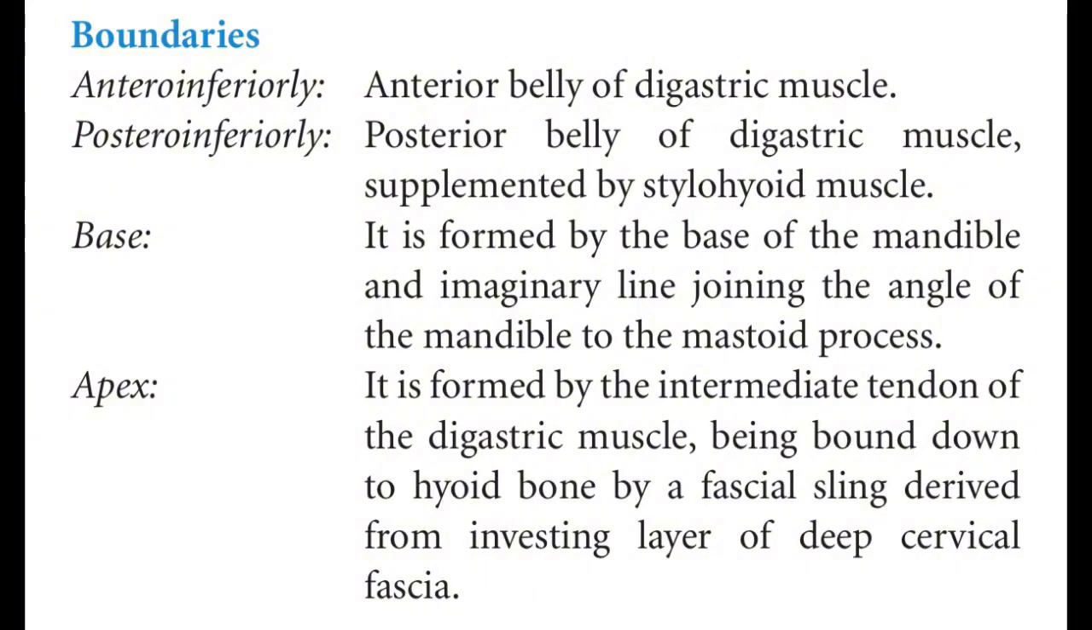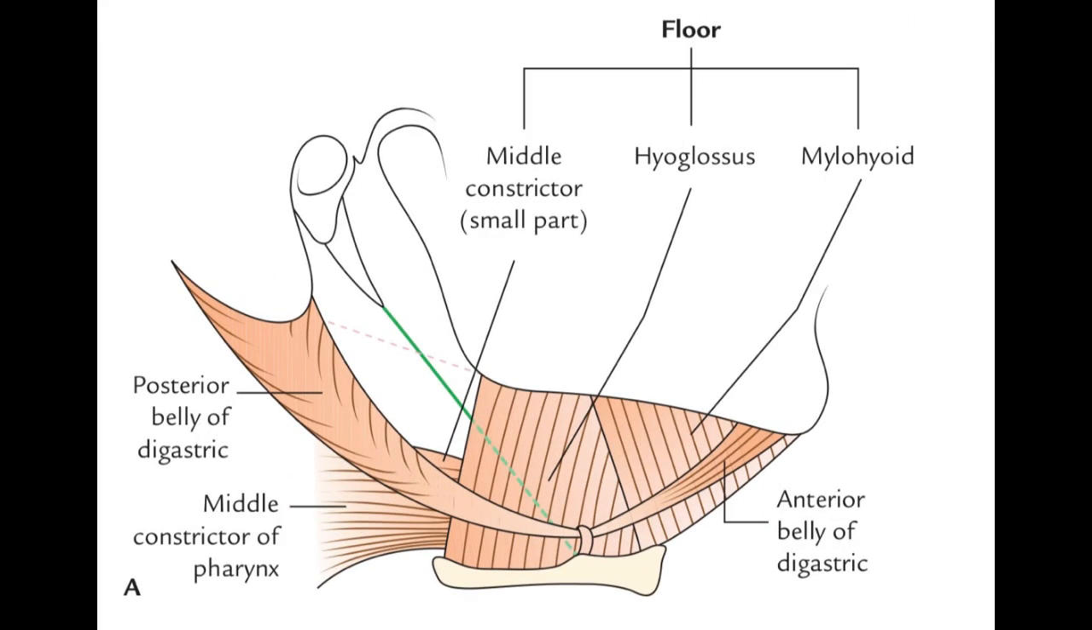The floor, what can you see in the floor? Don't forget, the floor is so easy. HMM. What is HMM? The hyoglossus muscle, the middle constrictor, and the mylohyoid muscle. Remember, in the submental triangle you have the mylohyoid muscle, but in this one you have the mylohyoid muscle with the hyoglossus muscle and the middle constrictor of the pharynx.